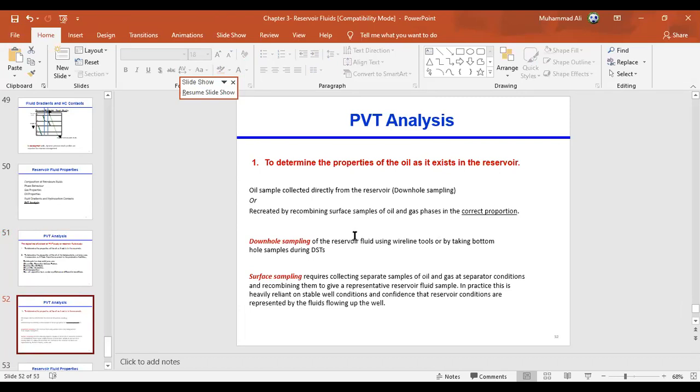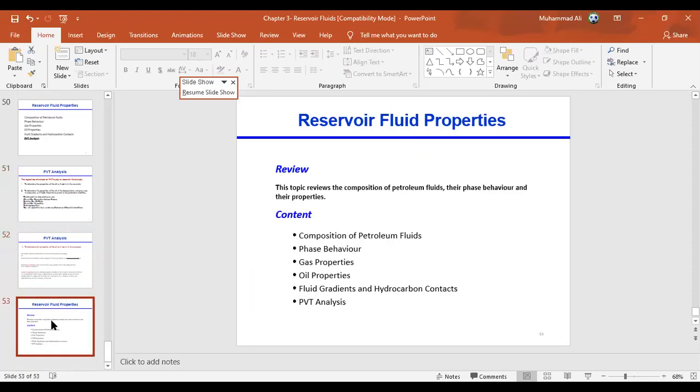So we don't have the real live fluid sample. We just take the sample and make it live again using our PVT equipment and so on. So that's all about the reservoir fluid and reservoir rock. And now I will share with you the presentation that you are going to have tomorrow about it.